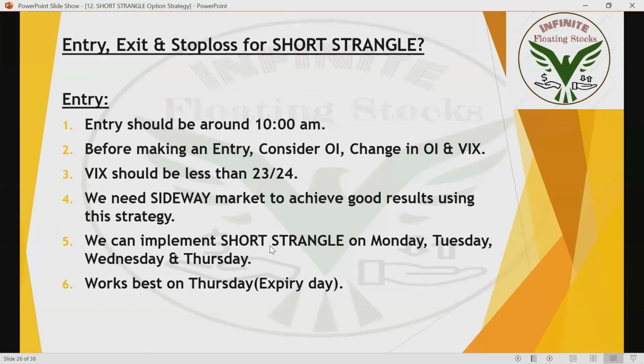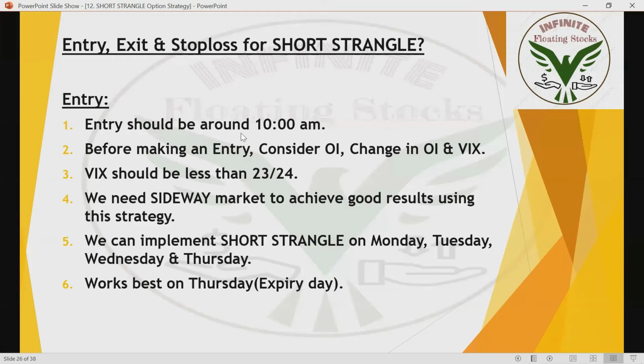Now, we can implement short triangle on Monday, Tuesday, Wednesday, and Thursday. Do not implement this strategy on Friday. Point to remember: do not implement the short triangle strategy on Friday. It works best on Thursday, which is an expiry day. I repeat, this slide is very important. I'm going to explain each and everything present in this slide again.